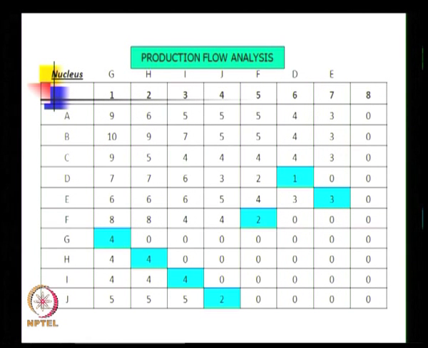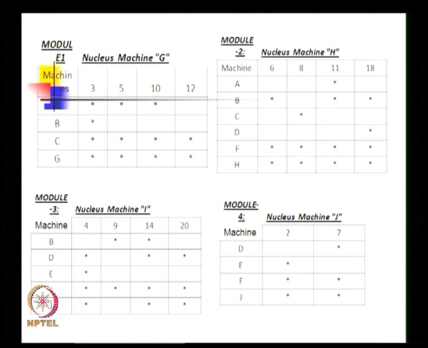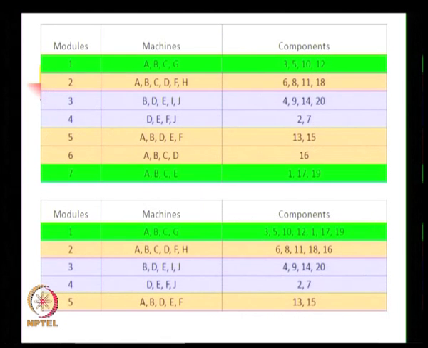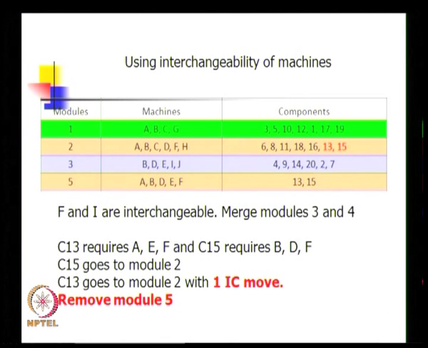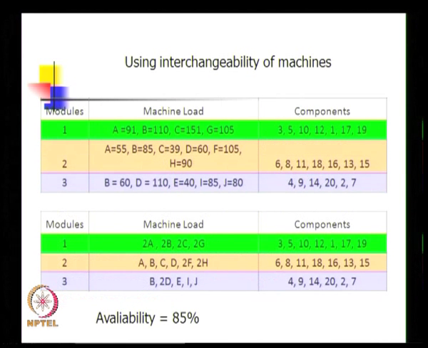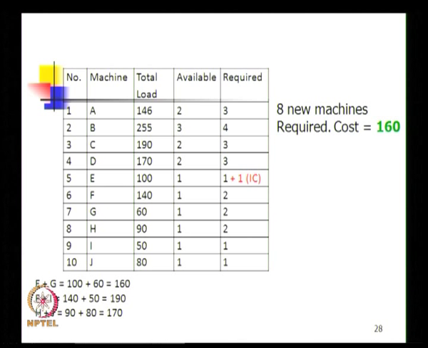So, starting with this matrix, we converted this to a 0-1 matrix, which we are familiar with, and we developed or created the frequency table. From there we identified the modules, and from the modules we identified a final solution. Assuming 85% capacity, we defined two solutions.